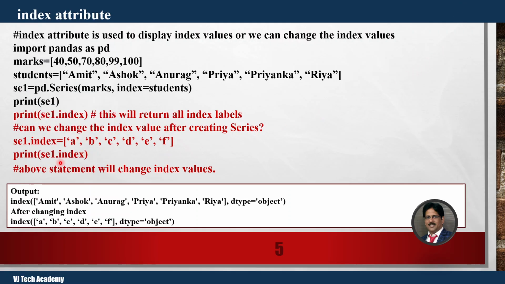Fine. So here, this is what I have done. A, B, C, D, E, F indexing are there. I have changed the indexing, and if I print it again, the index will be changed. We have already done it practically.